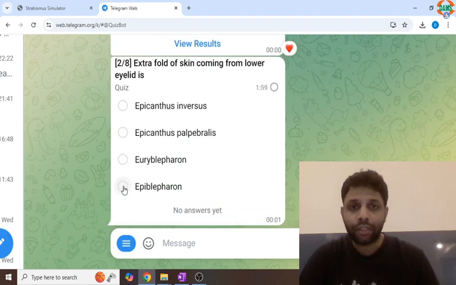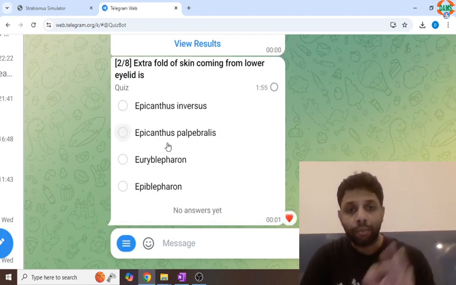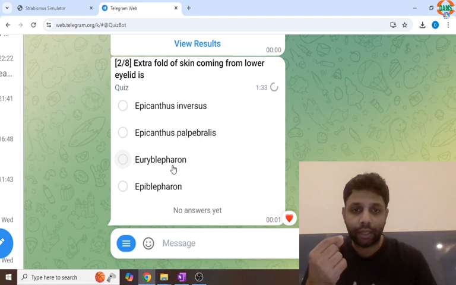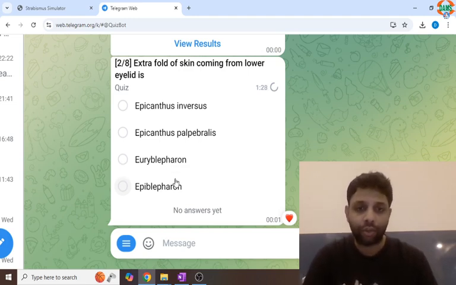Now, an extra fold of skin coming from the upper eyelid is epicanthus palpebralis, and from the lower eyelid is epicanthus inversus. Euryblepharon and epiblepharon you usually should not need to know at your level. Euryblepharon is an increase in the lateral margin of the eyelid, and epiblepharon is where the margin is slightly straightened, causing a vertical orientation of the eyelashes. Now these two are generally not required.